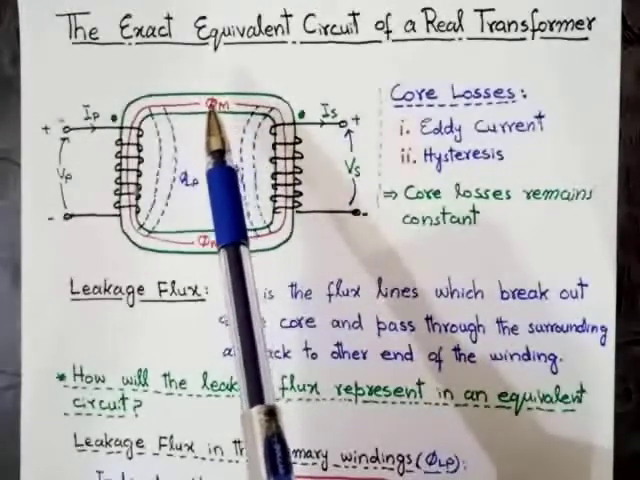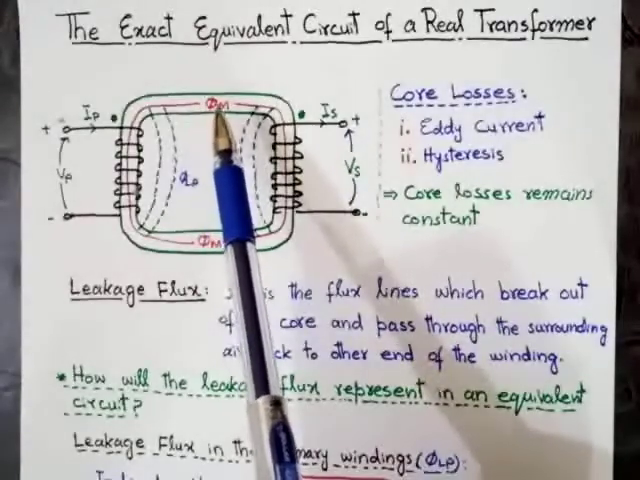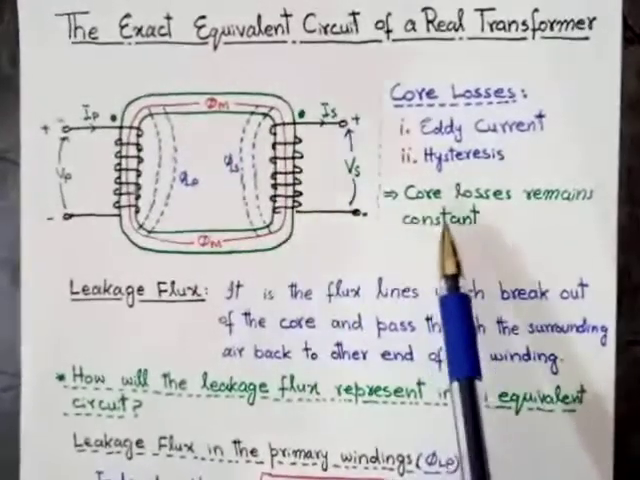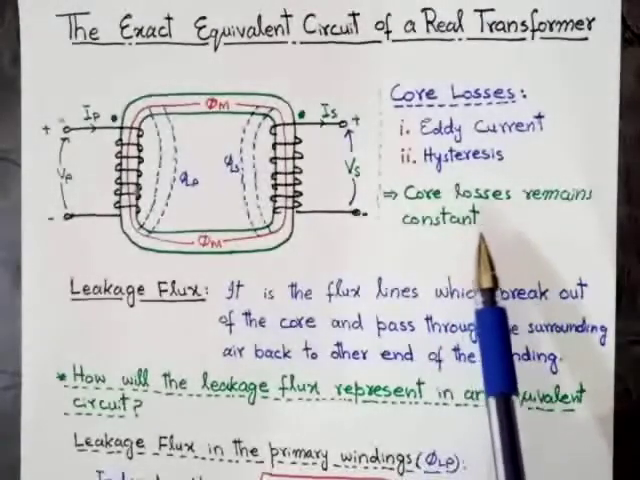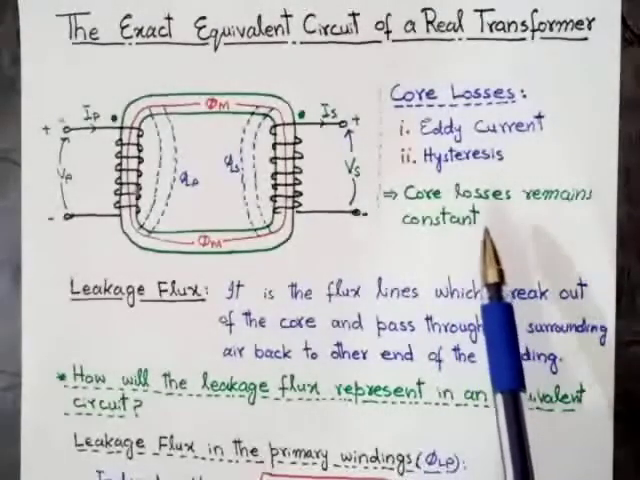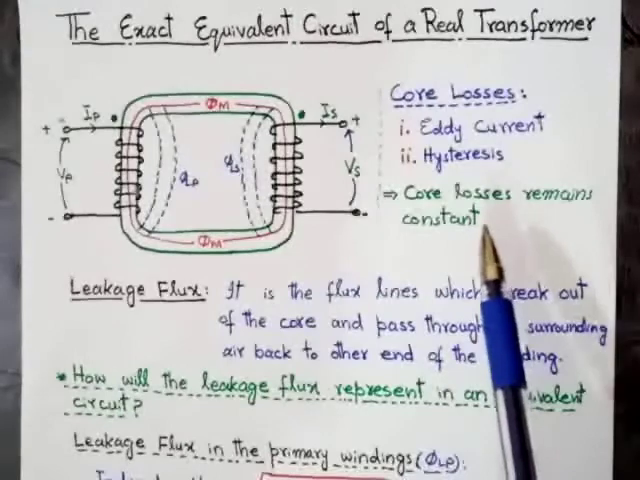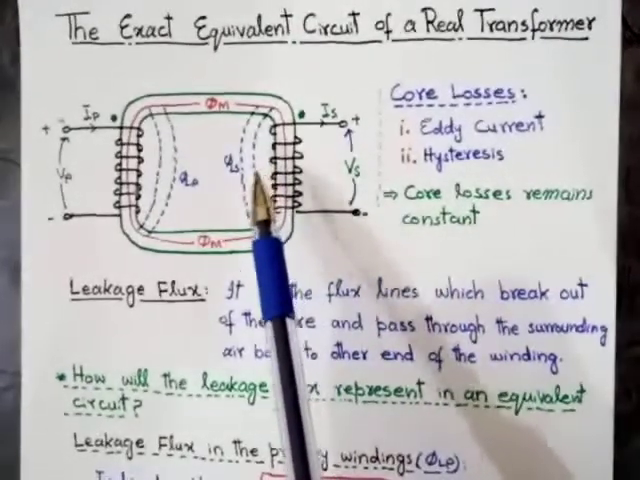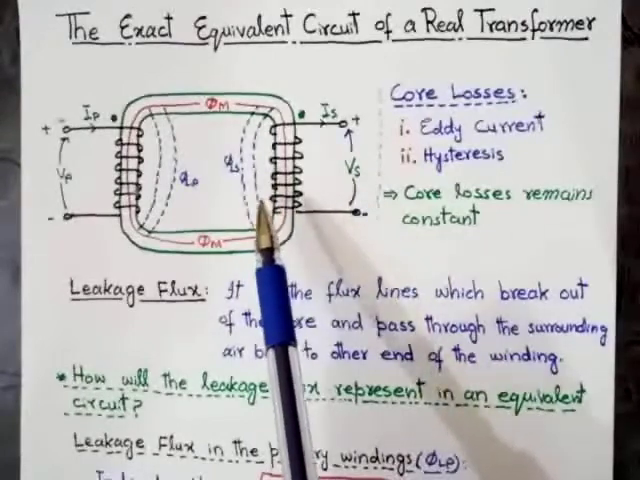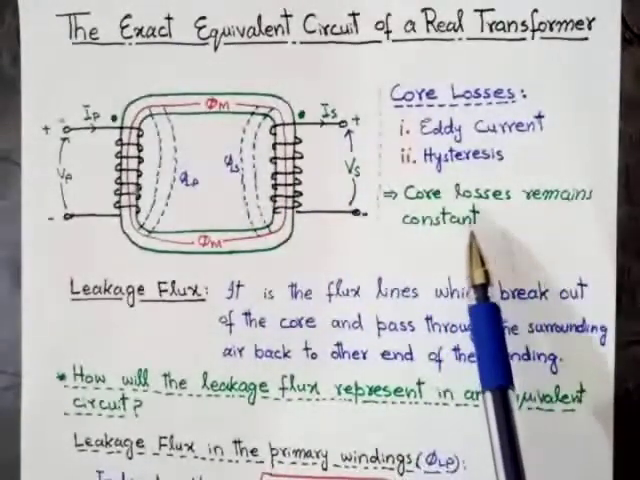And in the case of a transformer, the voltage remains constant. Due to this, the core losses of the transformer remain constant, because the voltage of the transformer remains constant. Core losses do not depend on the current. Core losses depend on the voltage, and the voltage of the transformer is basically constant. Due to this, core losses remain constant in the transformer.